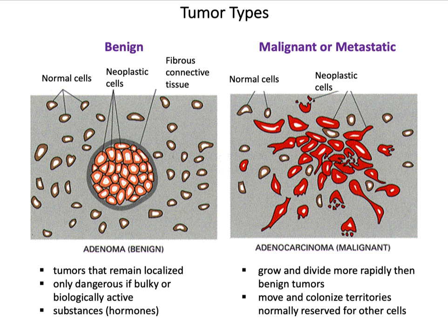So if a mass of these transformed cells remain localized, if they are perhaps surrounded by some kind of fibrous connective tissue, this kind of tumor is referred to as benign. And in general, they are not dangerous unless they become so bulky that they compromise the function of the organ in which they reside, or if they compromise the function of the organs nearby, or if they secrete some kind of biologically active substrate such as a hormone. And that's when these benign tumors become dangerous. But usually a complete cure can come about by surgical removal of this mass of cells.